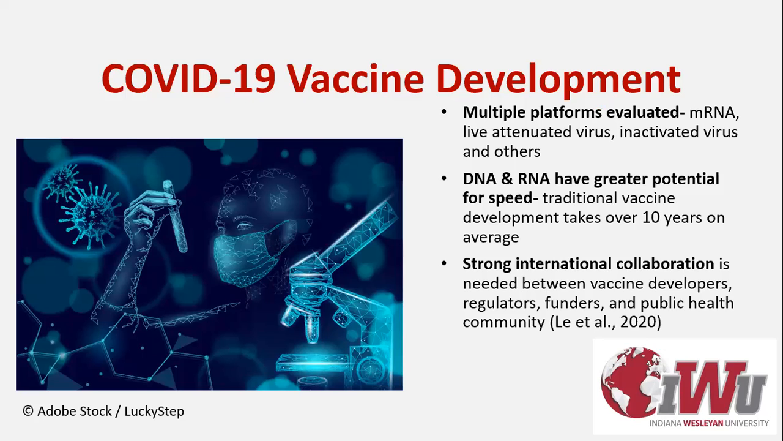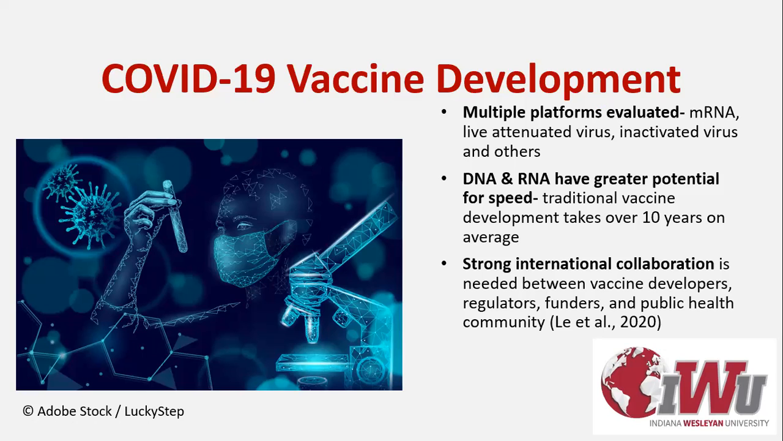So a little bit more about the vaccine development. The two vaccines, Pfizer and Moderna, that you've heard about in the news are both mRNA vaccines, but there are other vaccines that are in development for COVID-19 that are live attenuated virus or inactivated viruses or other types as well.